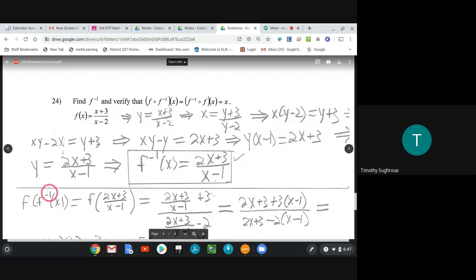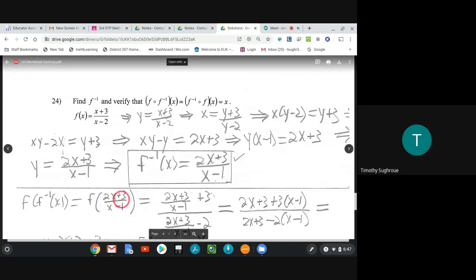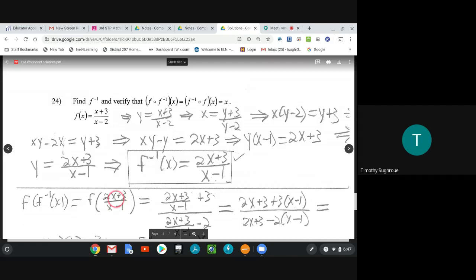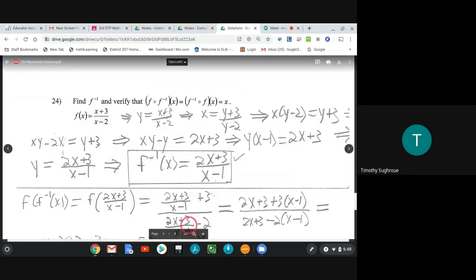f of f inverse of x. Take x, plug it into the inverse function. This comes out. So 2x plus 3 over x minus 1 is the new input into the f machine. This defines the f machine: whatever comes in, add 3, all over whatever comes in, minus 2. So this 2x plus 3 over x minus 1 is coming in right here and right here in the original function. There it is.